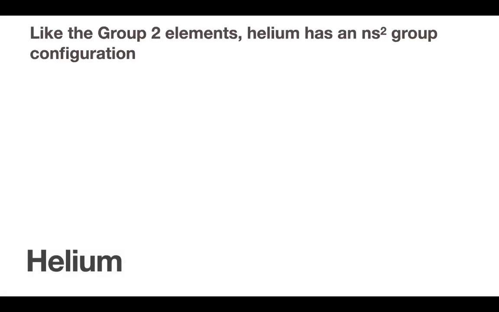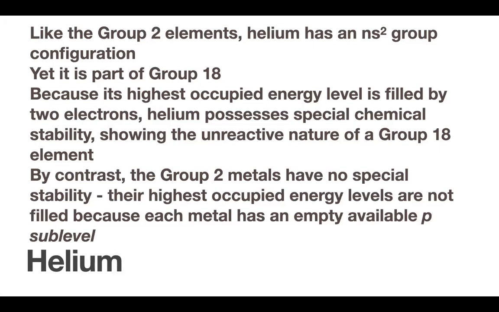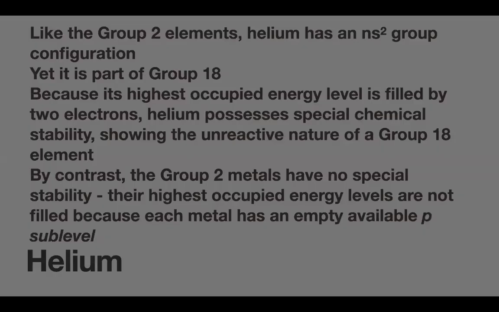Like the group 2 elements, helium has an ns2 configuration, but it's part of group 18 because the highest occupied energy level is full. Level 1 can only hold 1 orbital, which holds a maximum of 2 electrons, so it has a stable configuration. Whereas the rest of the group 2 metals have completely empty p sublevels, and that's why they are different than helium.